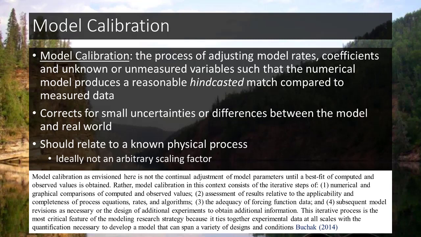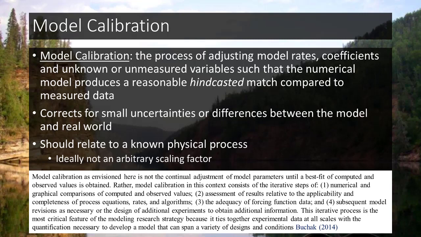A lot of models use arbitrary scaling factors. Those are essentially pure fudge factors. And sometimes they're necessary, but they have no physical basis. And it basically means we either don't quite understand our system well enough, or we haven't measured our data frequently enough, or there's some shortcoming that we couldn't account for, so we put this fudge factor in there.